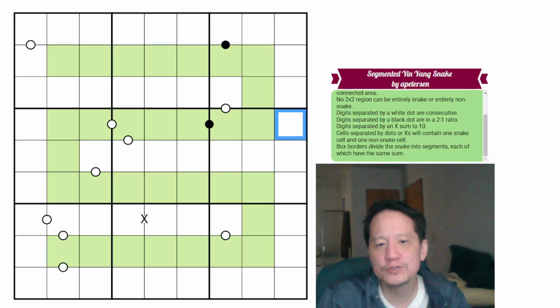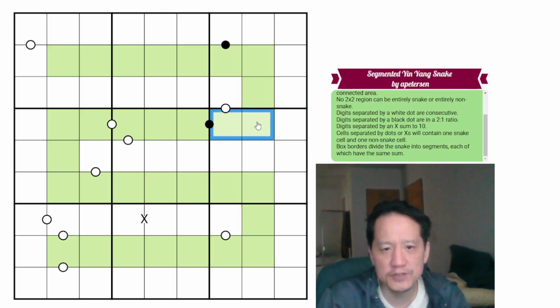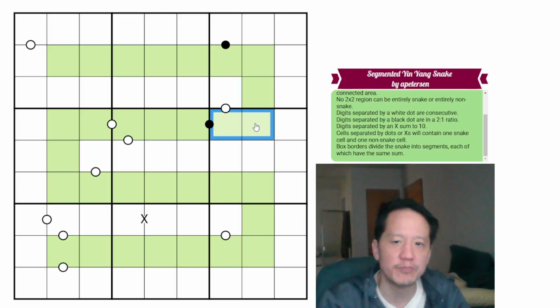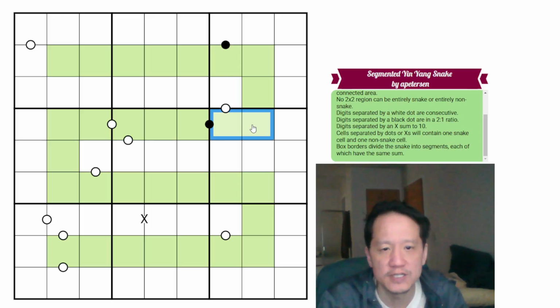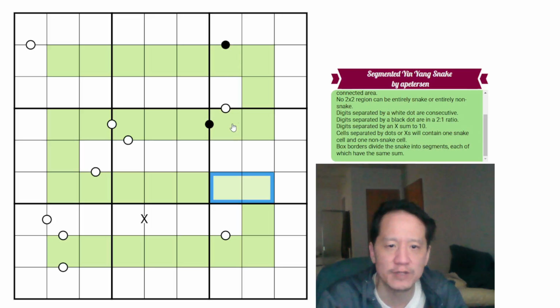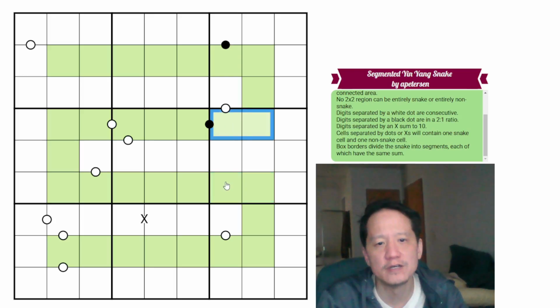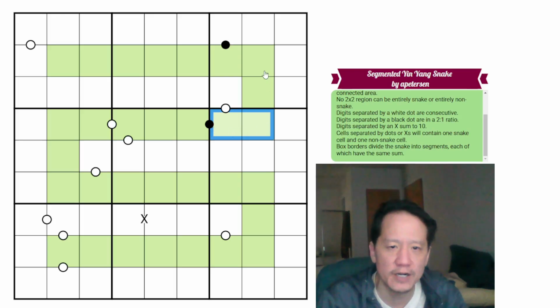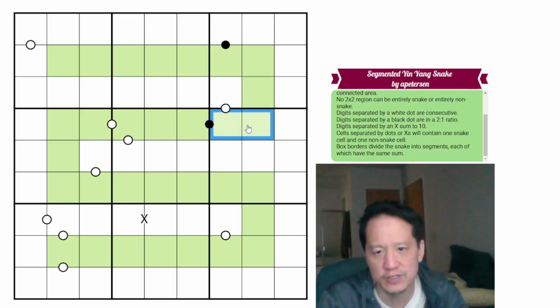And those are all the rules. And these would be different segments, right? Because the box borders divide it into segments. So this is a separate segment than this is, because even though they're in the same box, the box borders divide it into separate segments.